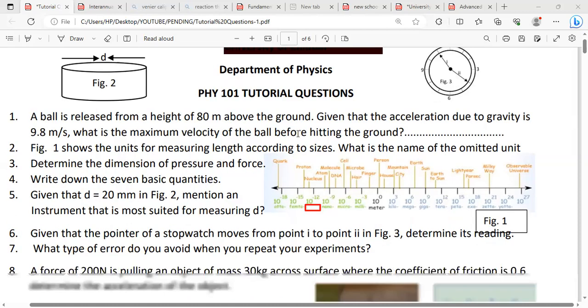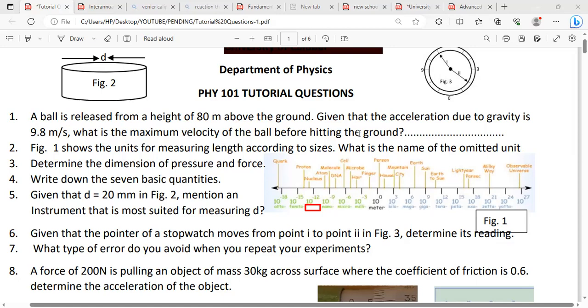The first one here says, a ball is released from a height of 80 meters above the ground. Given that the acceleration due to gravity is 9.8 meters per second square. So there is supposed to be square here. What is the maximum velocity of the ball before it hits the ground?